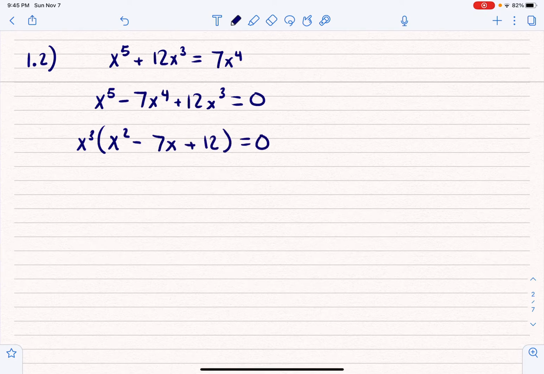Again, really, really easy. We go, okay, when I see this 12, I'm looking for factors of 12 that add up to be -7, and that would be -4 and -3.